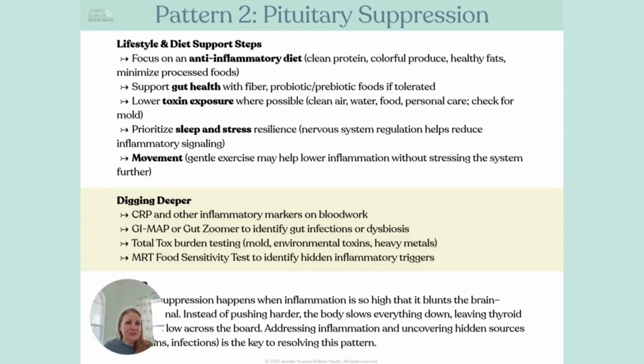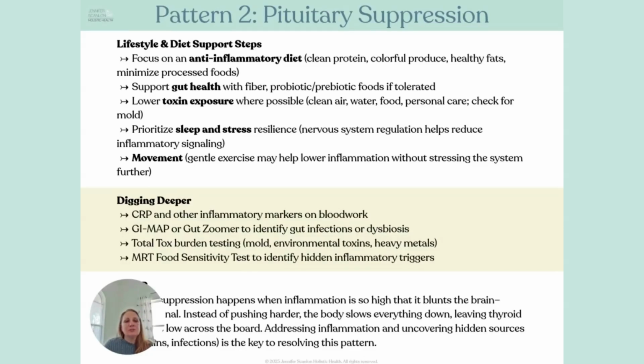Lifestyle and dietary supports for this pattern are to focus on an anti-inflammatory diet. That usually means paleo style. So you want to be eating clean, grass-fed, pasture proteins, a lot of colorful produce, organic if possible, especially Dirty Dozen, go for organic. Some good healthy fats, and we want to minimize processed foods. We want to support our gut health with fiber, probiotics and prebiotics, if those are tolerated. It depends on where your gut health is at the moment.